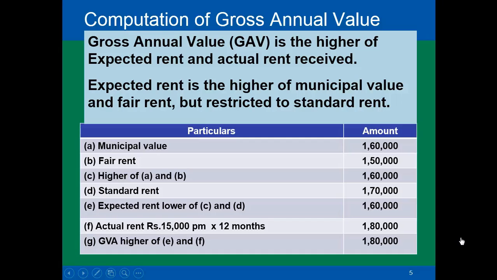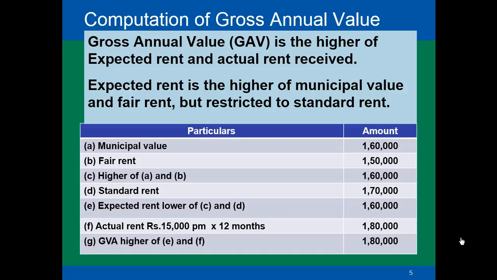Now let us solve this question. First we'll compute the gross annual value. Now we know that the rule is that the gross annual value is higher of the expected rent and actual rent. Now expected rent is higher of municipal value and fair rent but restricted to the standard rent. So let's start with it.